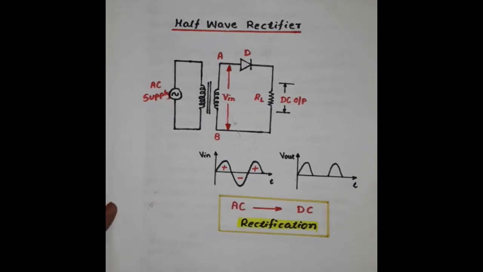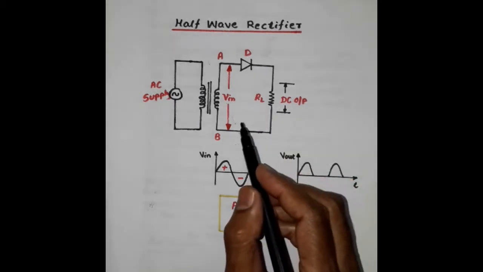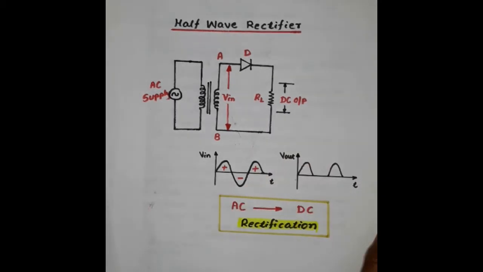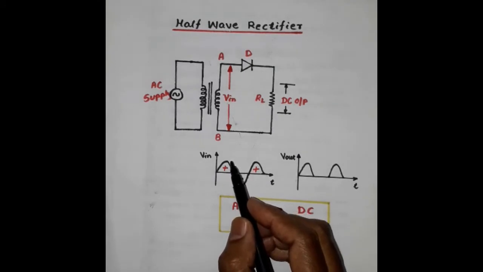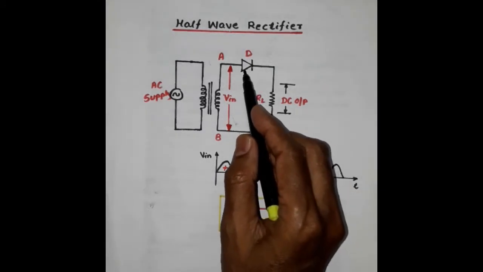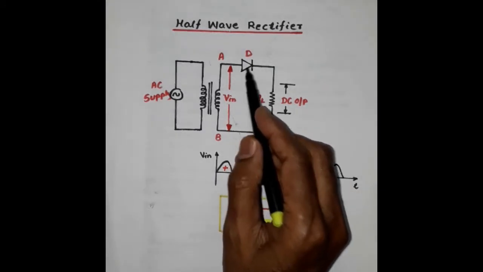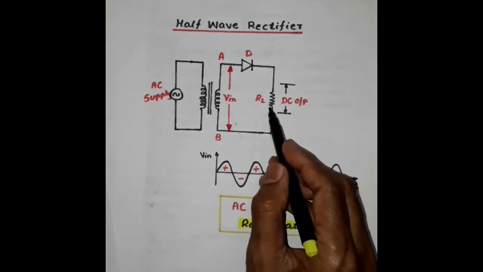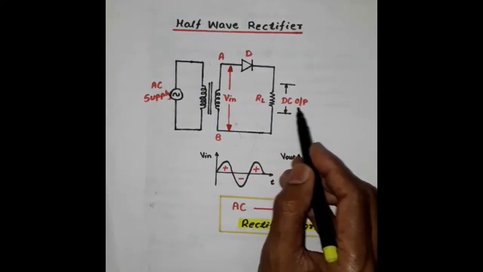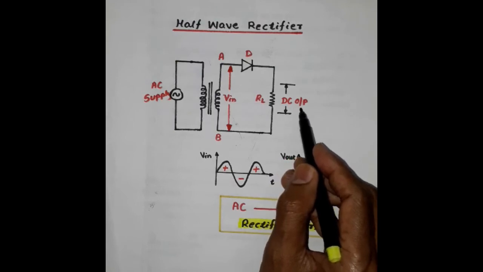So, this is the circuit diagram of half-wave rectifier. It is very simple. It consists of only one diode, and here is the load resistance RL across which we will get the output voltage or the DC voltage.